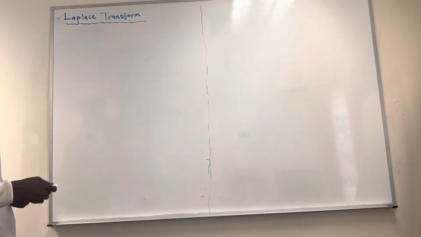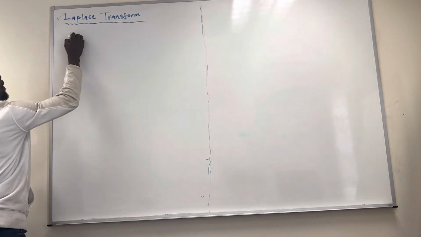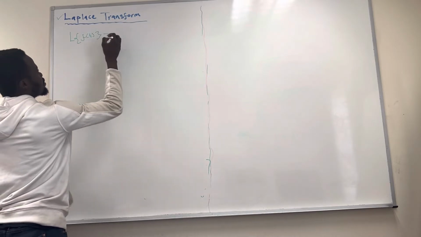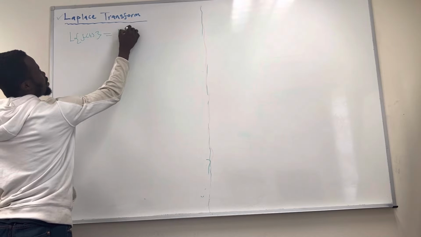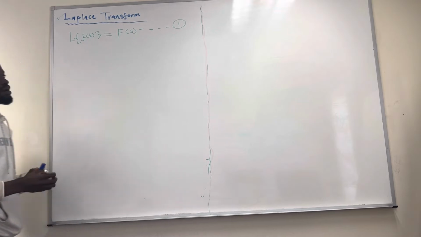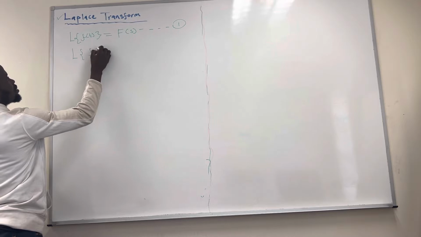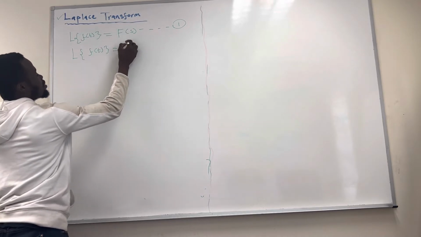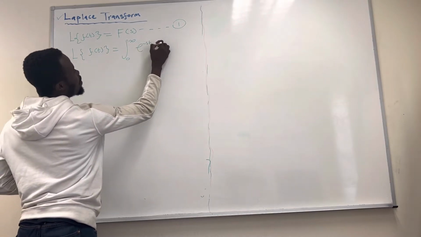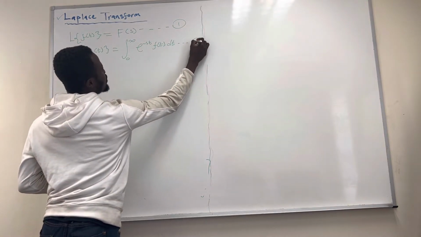Okay, so let's quickly go through the Laplace transform. The Laplace transform is written as f of t is equal to what? Capital F of s. Let's call this equation 1. Now this one can be written as the integral of e to the negative st times f of t dt. Let's call this one equation 2.